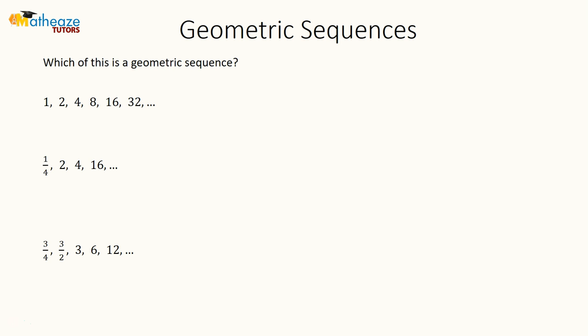So let's look at which of these is a geometric sequence. We get from 2 to 4 where we multiply by 2, 4 to 8 we multiply by 2, 8 to 16 we multiply by 2, 16 to 32 we multiply by 2. The other way to find this is to go 32 divided by 16 must be equal to 16 divided by 8, which must be equal to 8 divided by 4, which must be equal to 4 divided by 2, which must be equal to 2 divided by 1. This must be true for it to be called a geometric sequence. In this case, it is true.